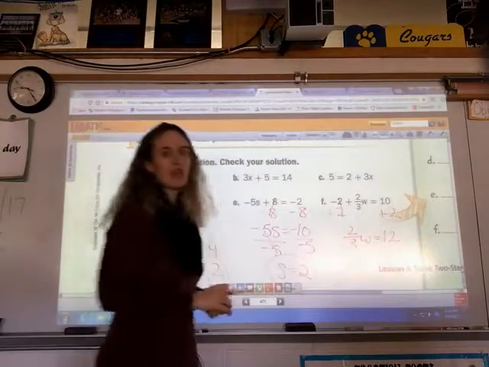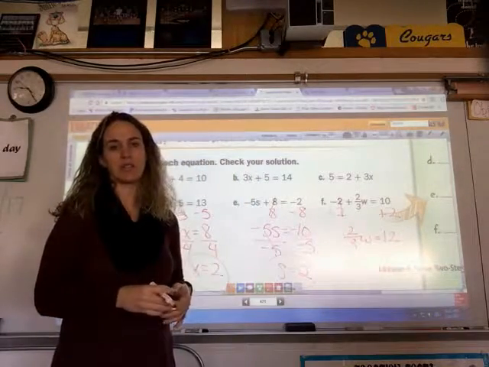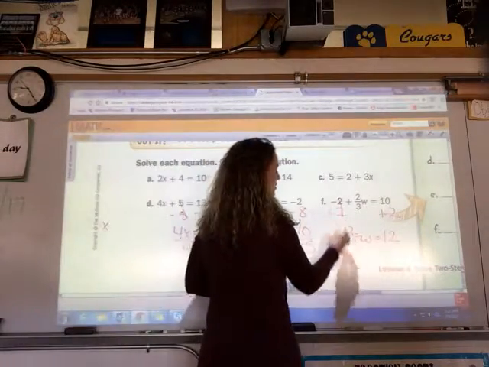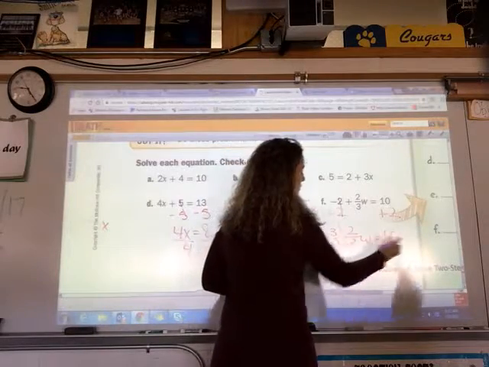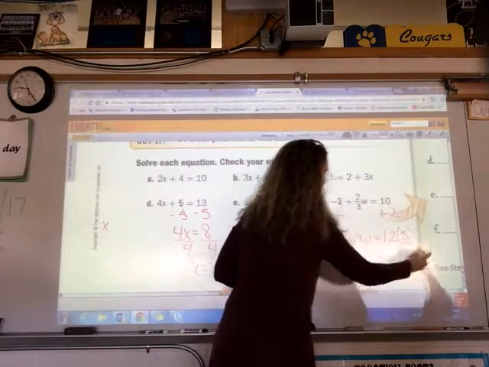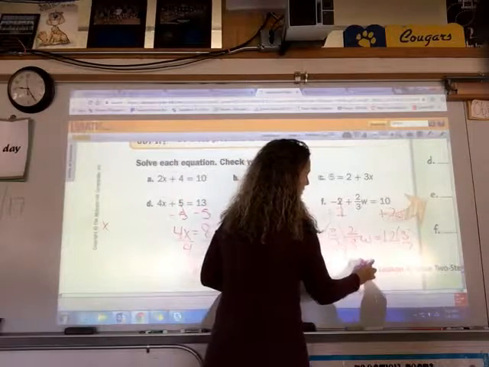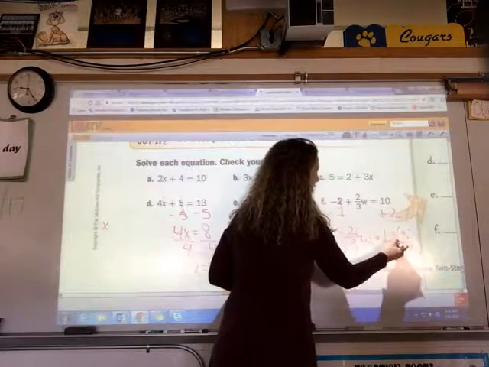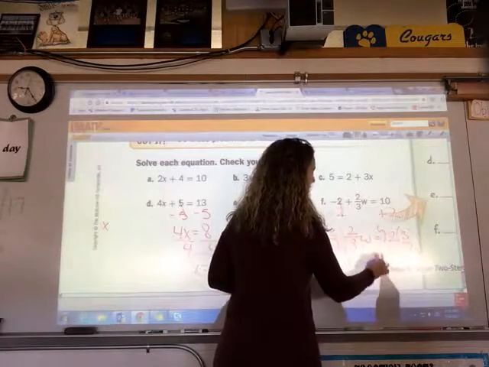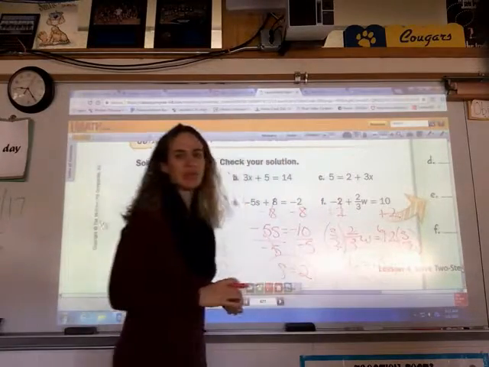Now I have a fraction. Normally we would be dividing, but actually because it's a fraction, we multiply by the reciprocal. So the reciprocal of 2/3 would be 3/2. So I'm going to multiply both sides by 3/2. Those cancel. W is going to equal, I can cross reduce, so 6 times 3 would be 18. So W should equal 18.